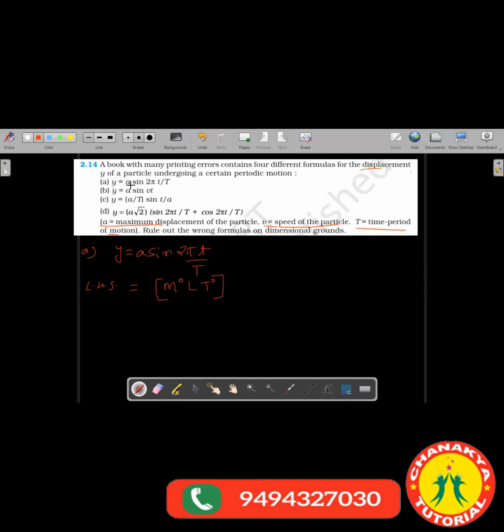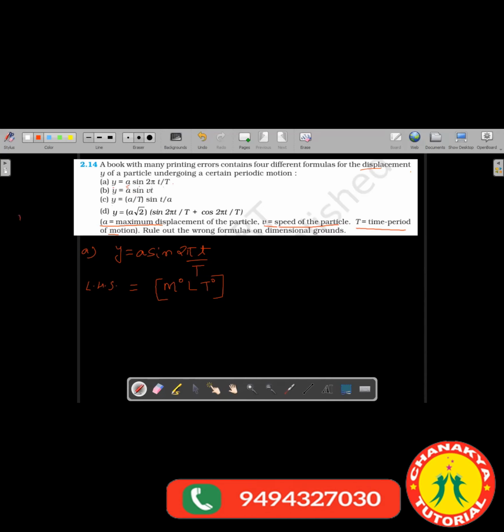Now here, what about A? See, A is the maximum displacement. Since A is the maximum displacement, what will be the dimensions of A? It will be the same, right? Yes. The dimensions of A is also displacement. So the dimensions of A should be length. Okay. And see, it is sine 2 pi t by T.